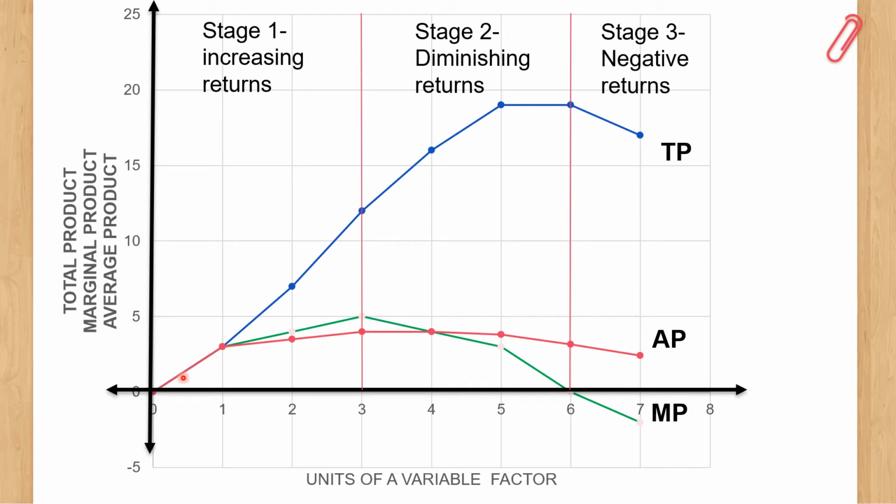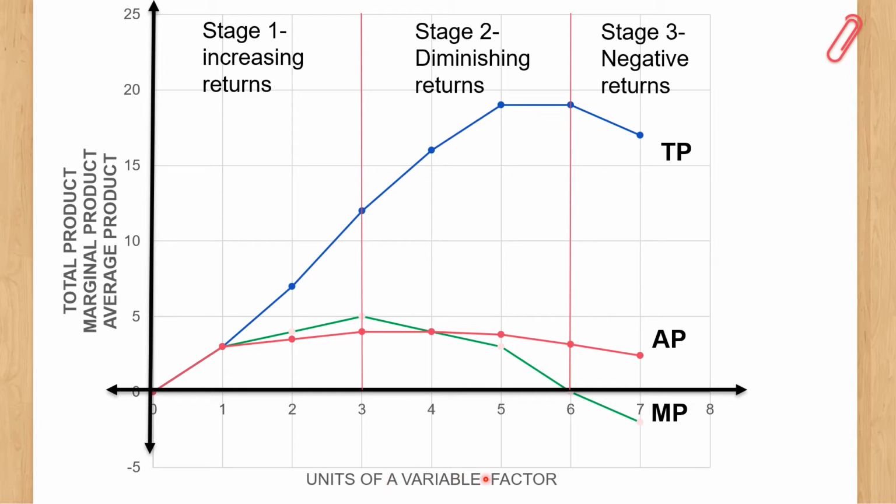When we plot all the points that we see in the table against the variable units of the variable factor, we can join the points and we derive the total product curve, the marginal product curve, and the average product curve. So in the first column, we have the fixed factor. In the second column, we have the variable factor, right? So we plot the variable factor against the units of the total product and we get these points. When we join them, we get the total product curve.